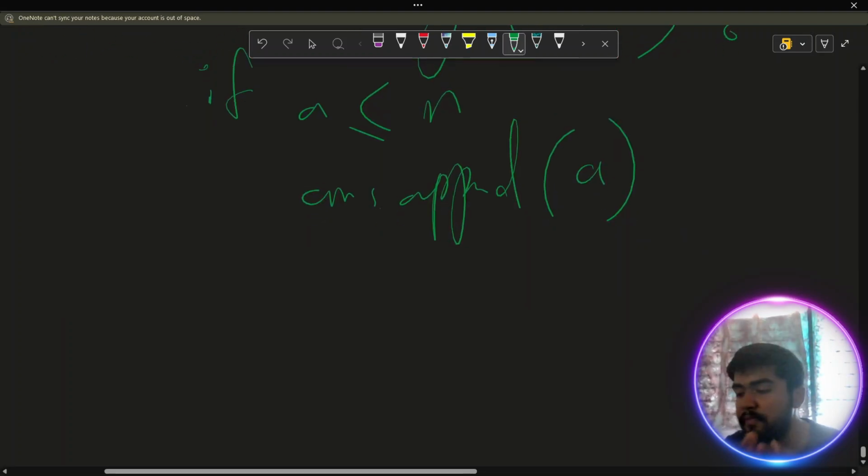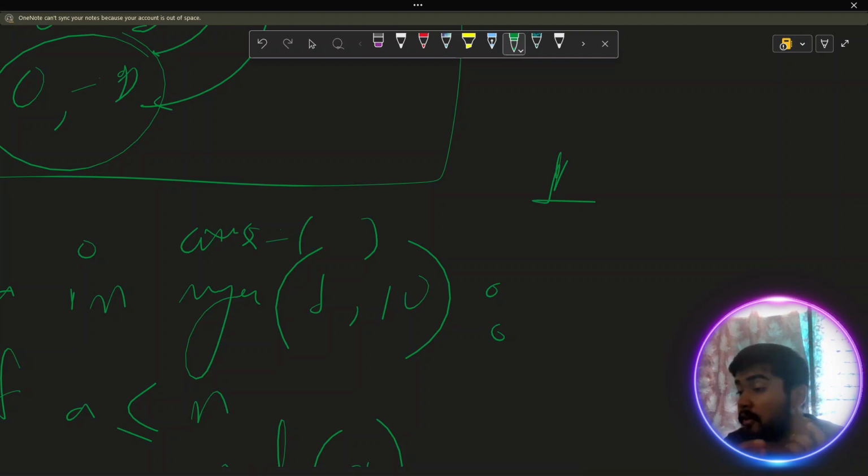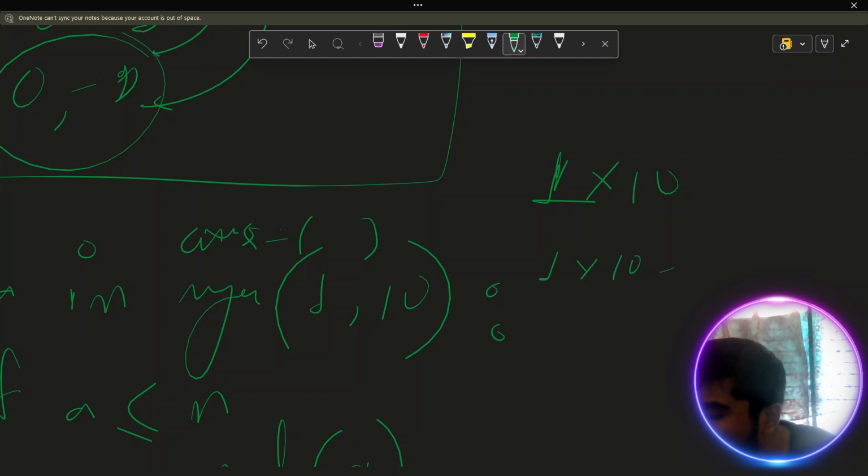And if my current digit is smaller than my n, then I can try the next. If I am at 1, what is my next digit? It's not 2. It's nothing but 1 into 10, right? 1 into 10. The next digit should be 1 into 10 plus 1.